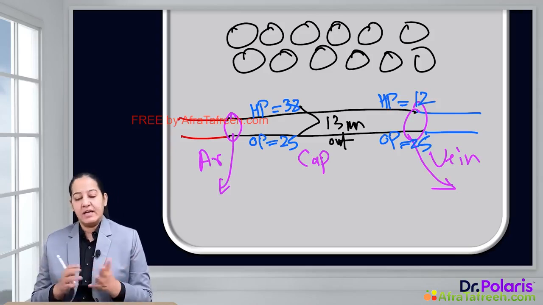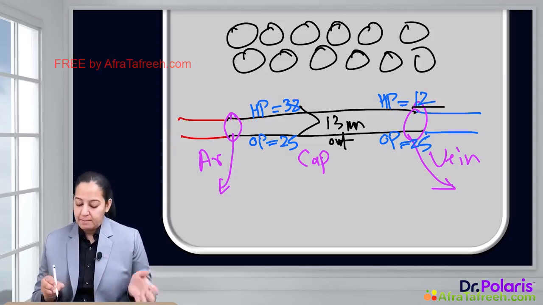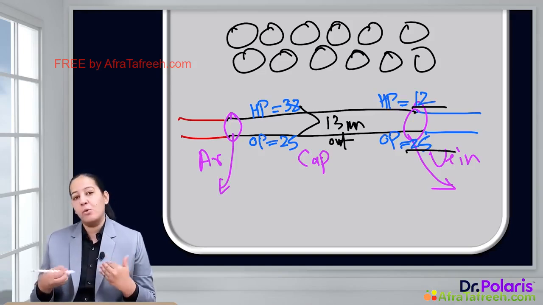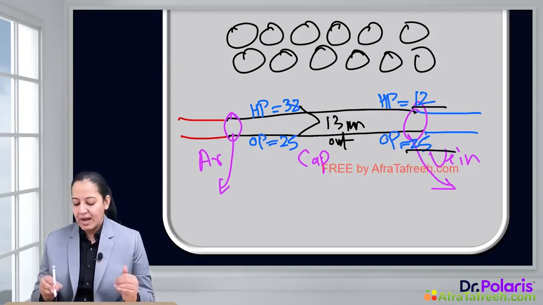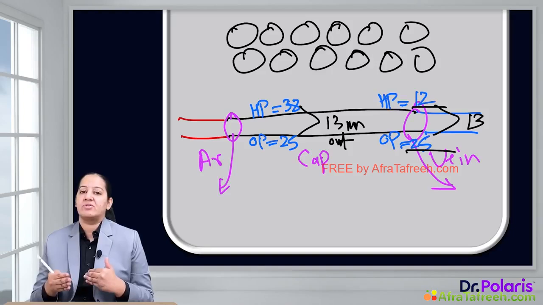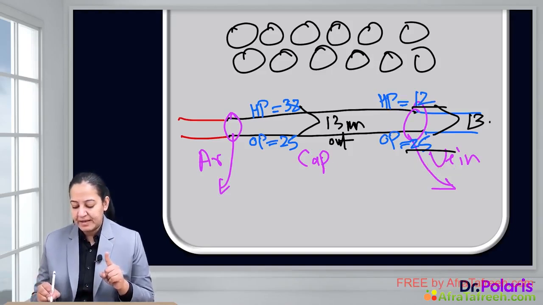Coming to the venous end, you can see the two pressures. The hydrostatic pressure is only 12, but osmotic pressure is 25 mm. So 25 is of course more than 12. 25 minus 12, the answer is again 13. But this time osmotic pressure is more than hydrostatic, that is, inward pressure is more than outward. So this net 13 mm is inward.